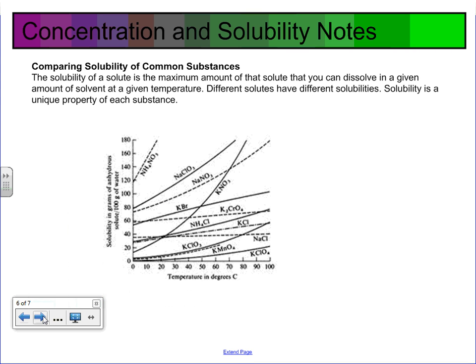So, comparing solubility of common substances. The solubility of a solute is the maximum amount of solute that you can dissolve in a given amount of solvent at a given temperature. Different solutes have different solubilities. Solubility is a unique property of each substance.